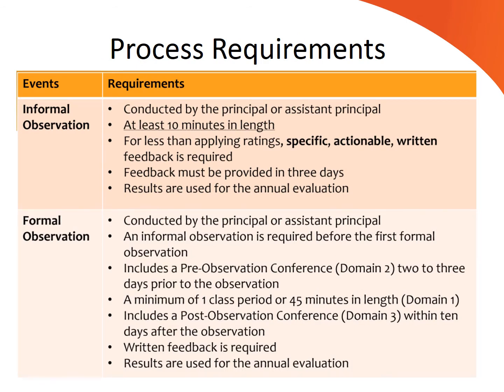Process requirements are specific. Key components include: An informal observation must be at least 10 minutes in length, include specific, actionable, written feedback for any rating less than applying, and feedback provided within 3 workdays after the informal observation. Prior to a formal observation, at least one informal observation is required to be conducted. You should expect a pre-observation conference 2 to 3 days prior to the formal observation. The observation must be a minimum of 1 class period or 45 minutes in length. It also requires specific, actionable, and written feedback for any ratings less than applying. A post-observation conference must be provided within 10 days of the formal observation.